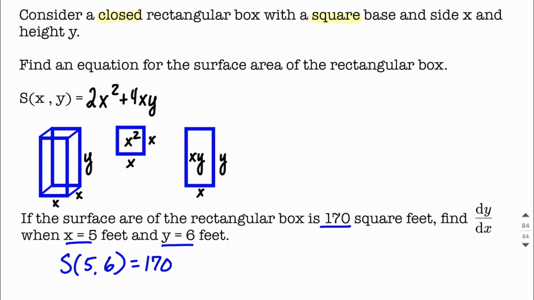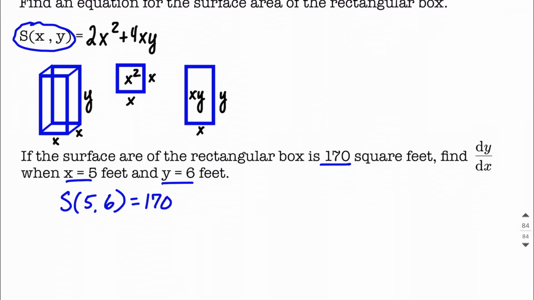Going back to how they've represented this, that S stands for surface area. Let's fill in what we can. I'm going to replace the left-hand side here with 170, the fixed value they gave us. We could double check our formula by evaluating the function we created, plugging in 5 for x and 6 for y, and it turns out equaling 170. But for our purposes, I'm going to replace the left-hand side with 170 and bring along the right-hand side, so 2x squared plus 4xy.